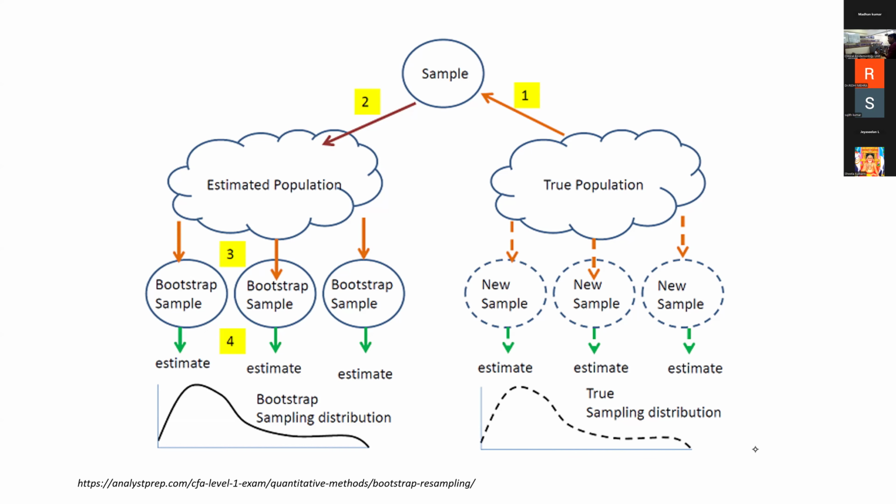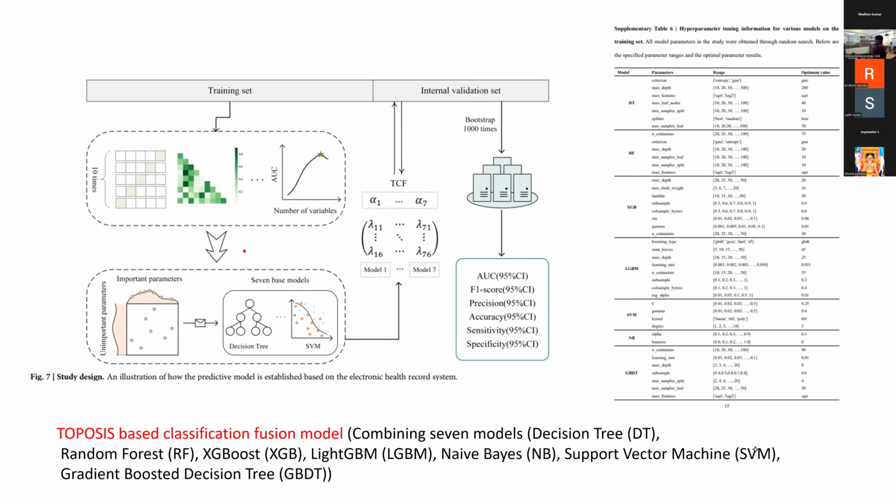So they have mentioned this bootstrap sampling technique for internal validation. And they've also done something called hyperparameter tuning. This is another type of method which they use before giving the variables into the model.